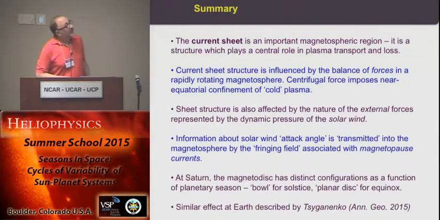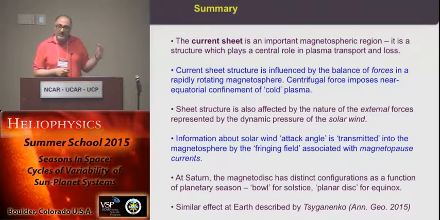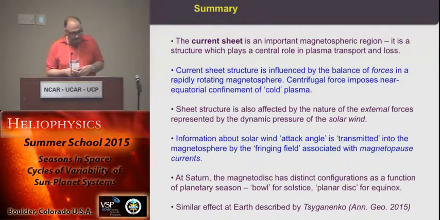Okay, so to summarize, the current sheet at the giant planets, and indeed all magnetized planets, is an important region in the magnetosphere. It's a structure which at Jupiter and Saturn in particular plays a central role in plasma transport and mass loss. Again, we'll be coming back to that next week. The balance of forces means that centrifugal force plays an important role confining cold plasma towards the equatorial region, but sheet structure is also affected by the external solar wind driver, and for this particular presentation, its angle of attack with respect to the magnetopause of the system.